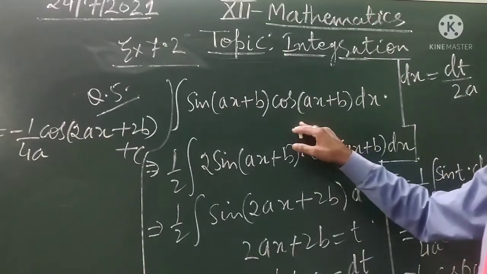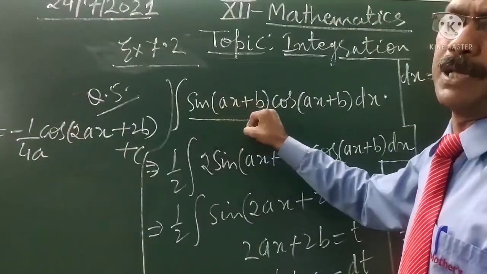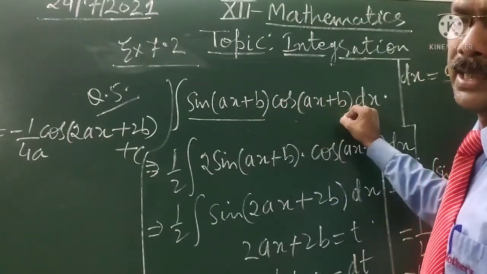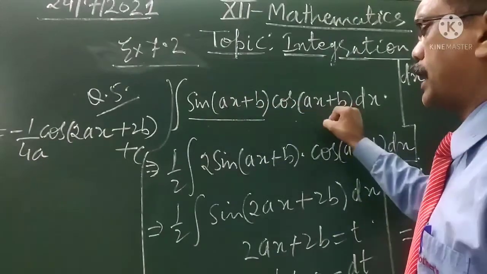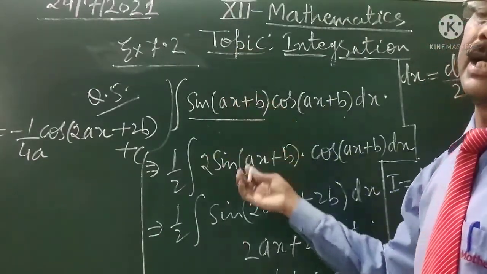Dear student, in another method, we can suppose either sin(ax plus b) as t or cos(ax plus b) as t, because both are in derivative form, then we can integrate the function easily.